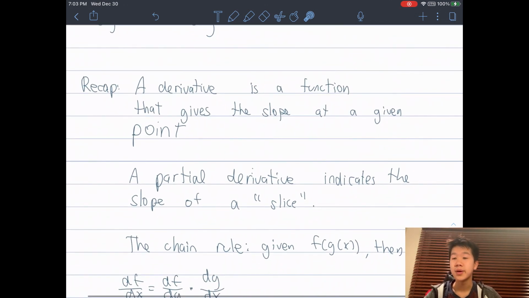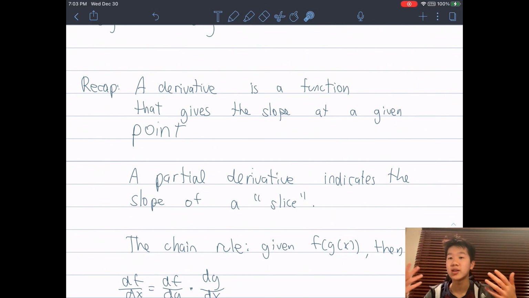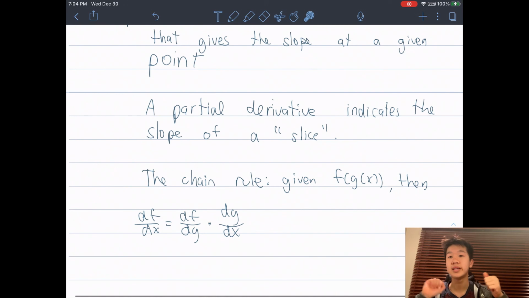So as a recap, a derivative is a function that gives the slope at a given point. A partial derivative indicates the slope of a slice, where everything else is constant except for the variable you're looking at. So del f over del x, you're looking at x, so this can move and everything else is constant. And the chain rule is that given f of g of x, then df over dx is equal to df over dg times dg over dx.